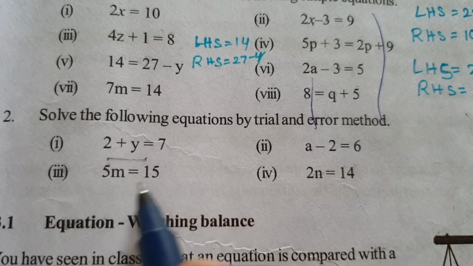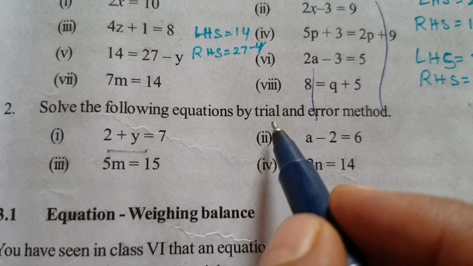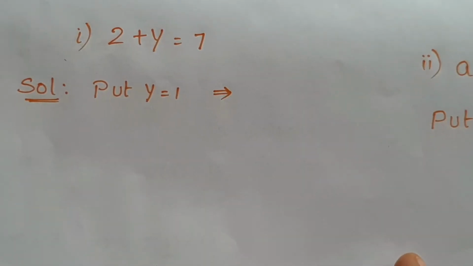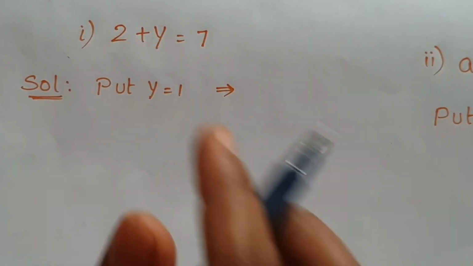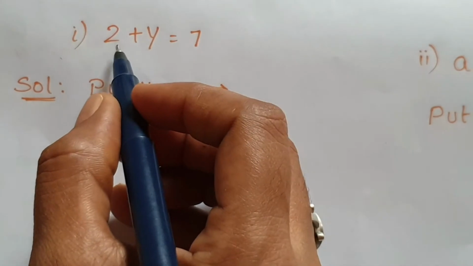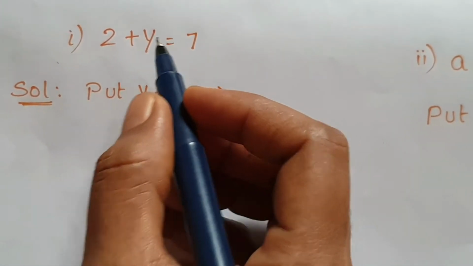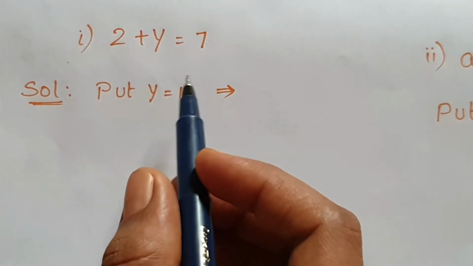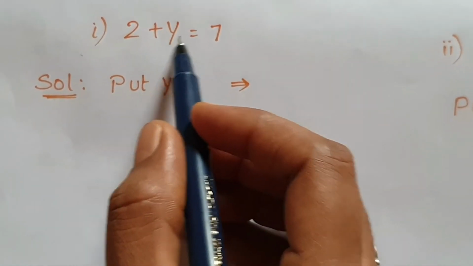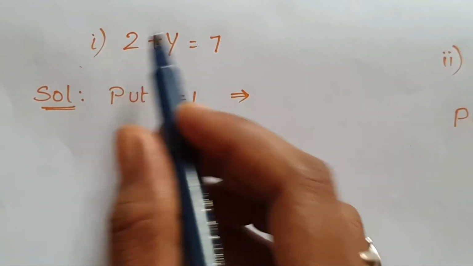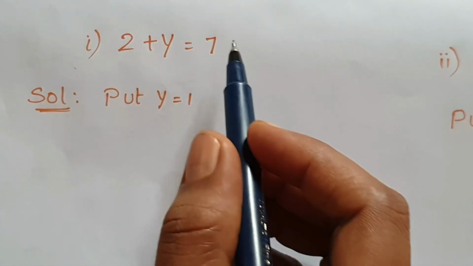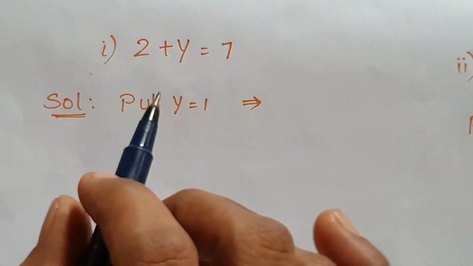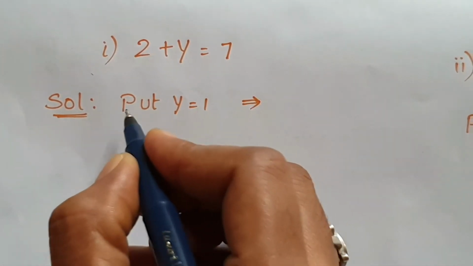Next, second Roman numeral, solve the following equations by trial and error method. This equation is solved by which method? Trial and error method. See these answers. First question, 2 plus y equal to 7. Trial and error method means guessing the value. By the normal method we already know y equal to 7 minus 2, y equal to 5. But here they are asking for the trial and error method, which means guessing method.